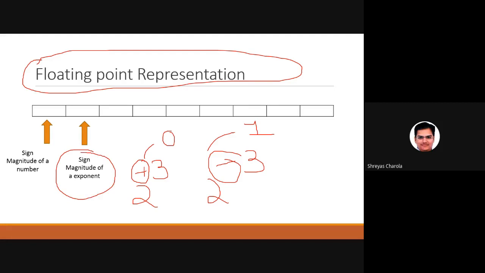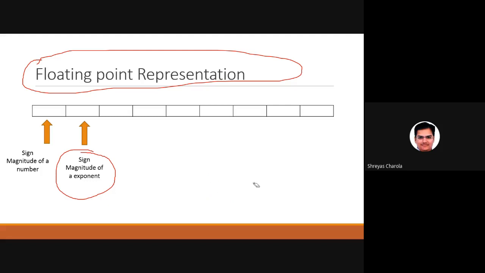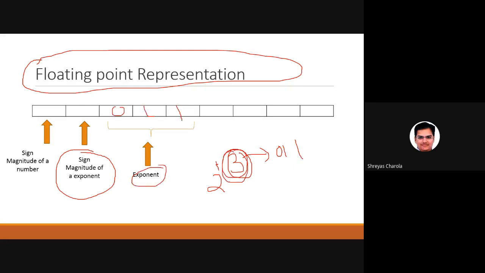Now, these are the exponent. Let's suppose I have 2 raised to 3 and that is positive, this number should be converted into a binary and it should be written right over here. That is what we call the exponent. And it should be in the range of 3 bits only. And the remaining bits we call the mantissa.